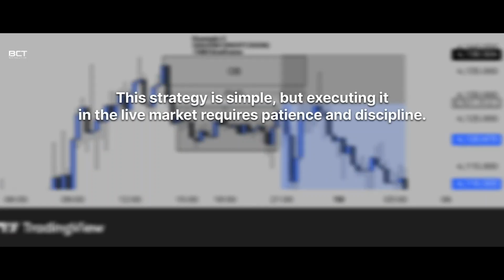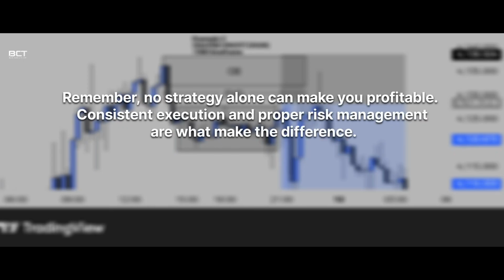This strategy is simple, but executing it in the live market requires patience and discipline. Remember, no strategy alone can make you profitable. Consistent execution and proper risk management are what make the difference.